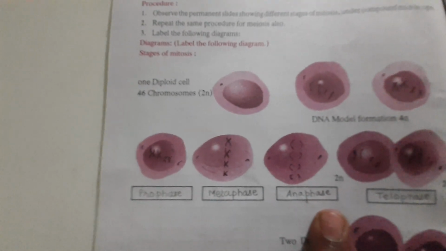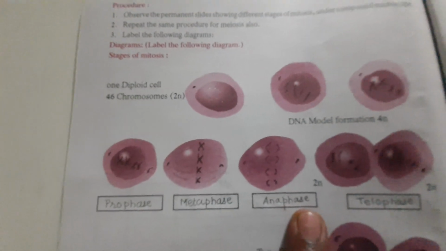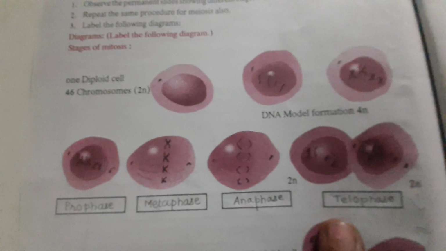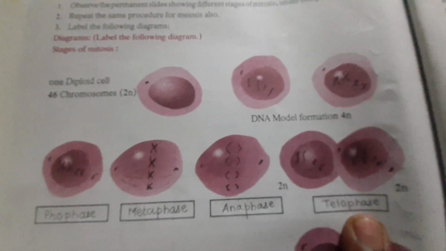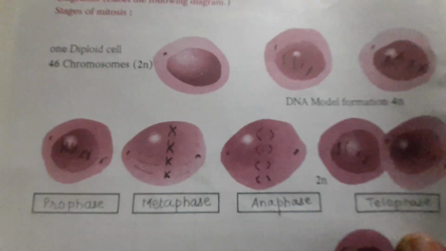The third is anaphase. The chromosomes break and move away from each other. Sister chromatids break and they move away from each other. And the last phase is the telophase. The two daughter cells are formed. So this is with respect to mitosis.